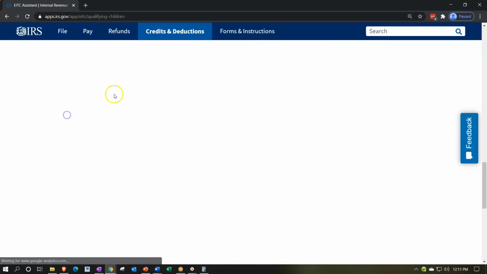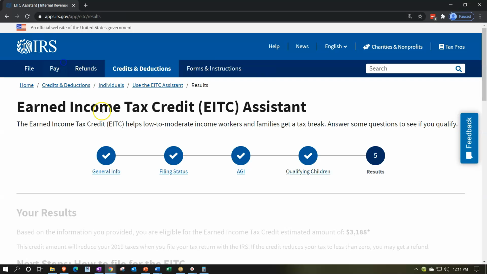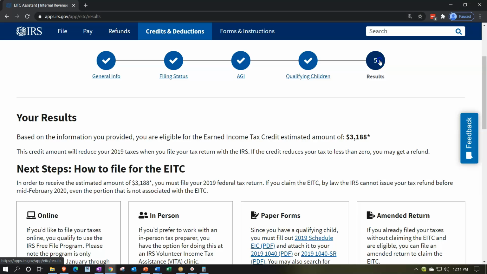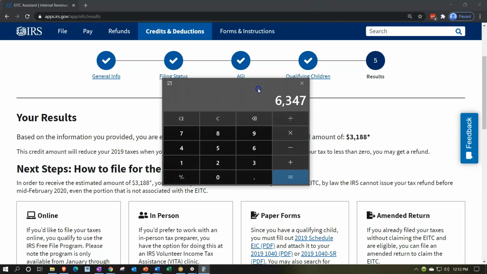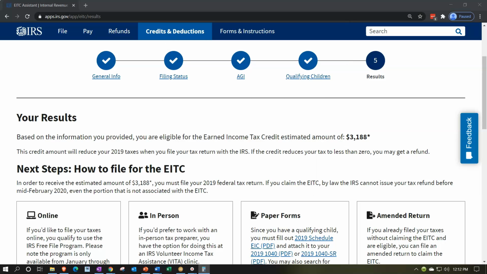So we're going to say next. These are all the same. That's all the same. Can I just jump to the results? I just want to go to, okay, here we go. So now it's at 3,188. And what did we have last time? Trusty calculator. 6,347. So now it's being phased out because of the income limitation.